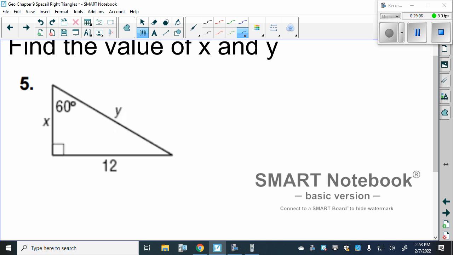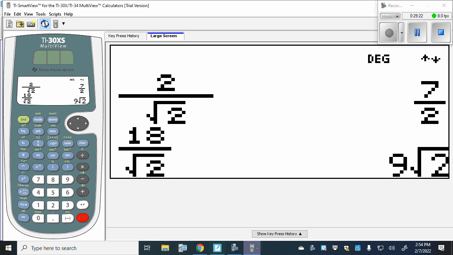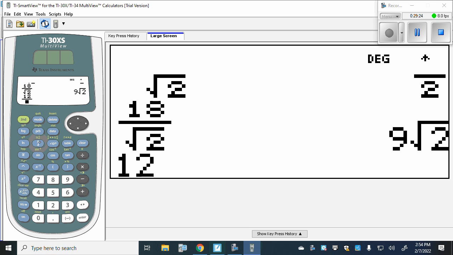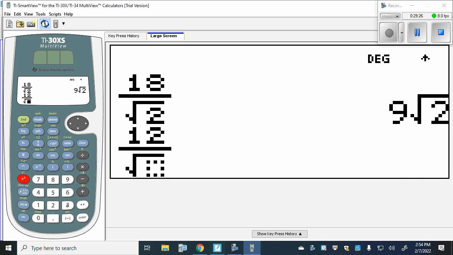And again, this time we're given the side opposite 60 degrees, so we need to take the 12 and do what? Divide by? Now this one here, we don't have square root of 3 on top and bottom to just cancel out, but we can still type it in. Go 12 over second square root of 3. And we get 4 square root of 3.